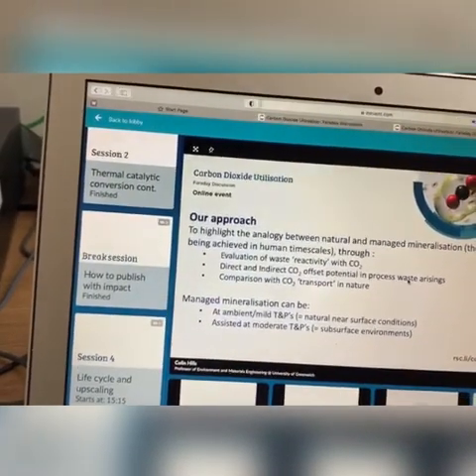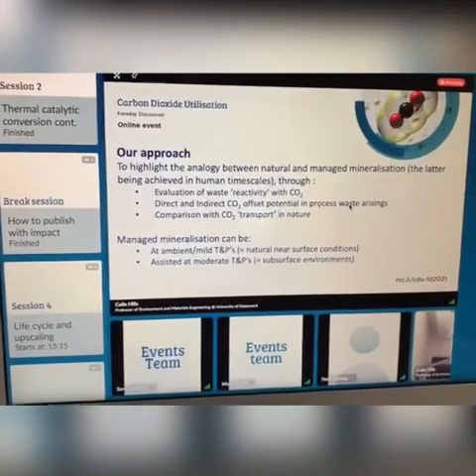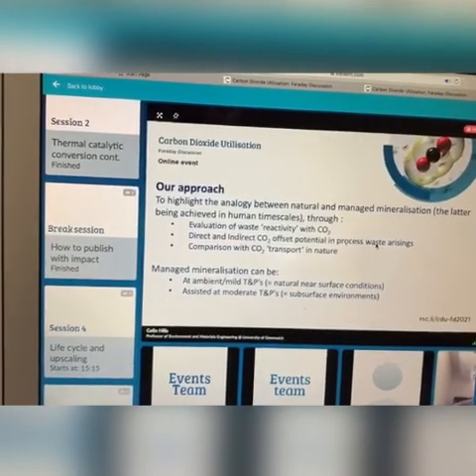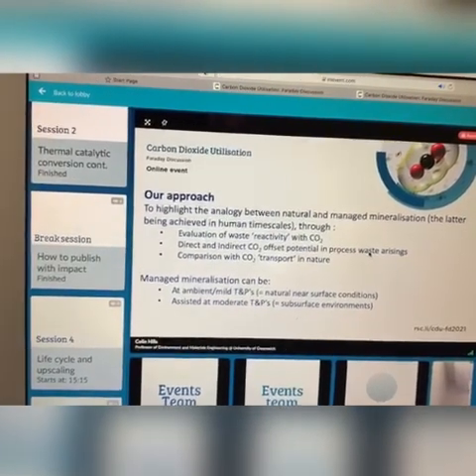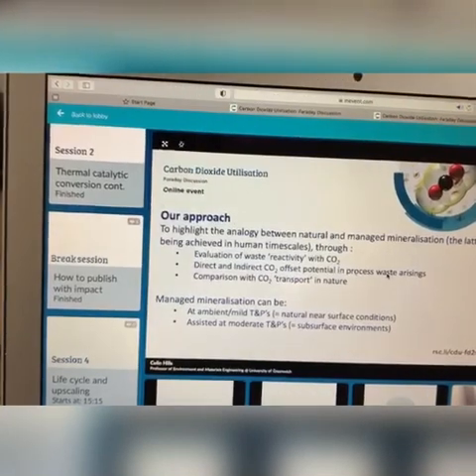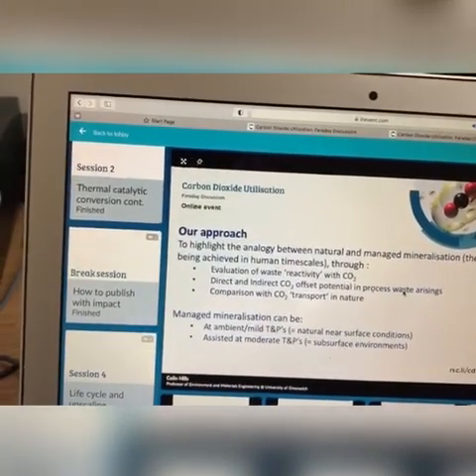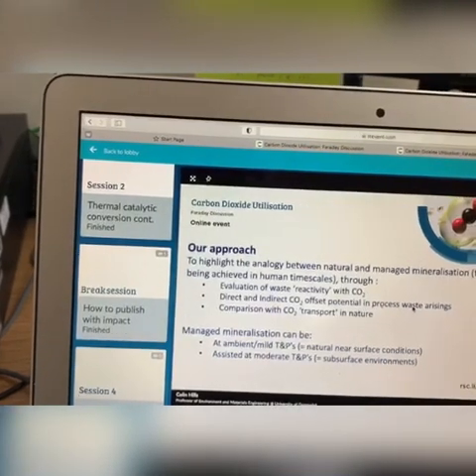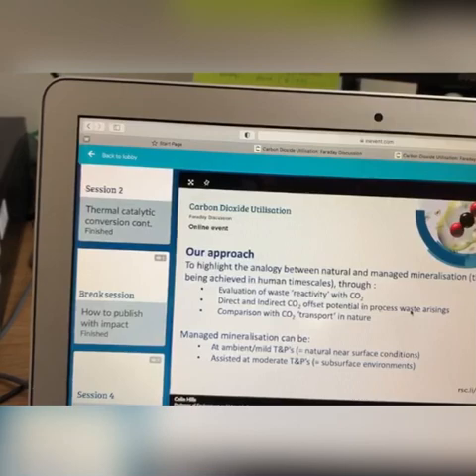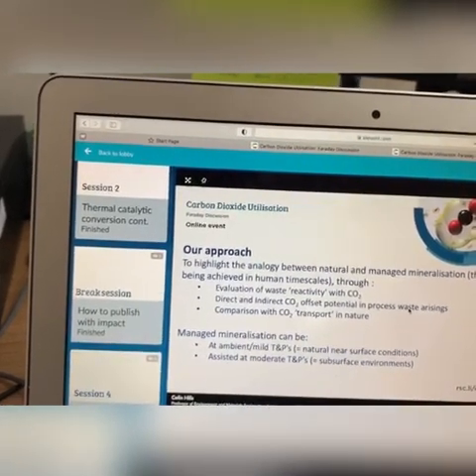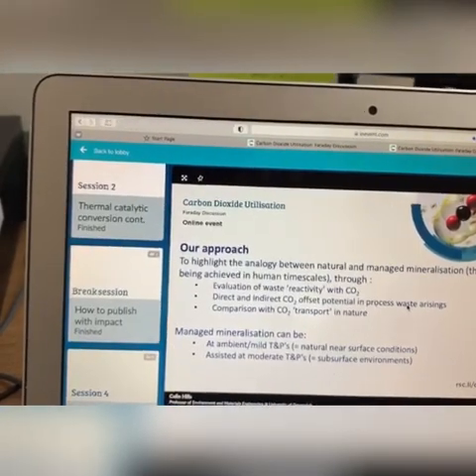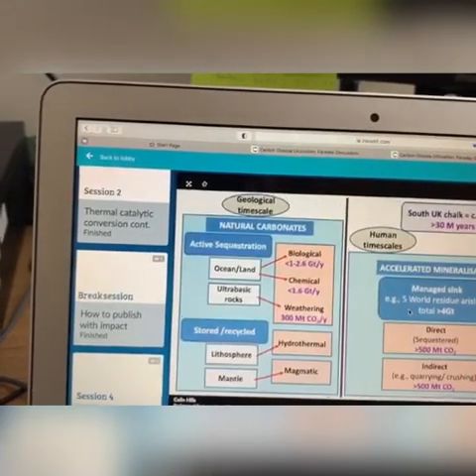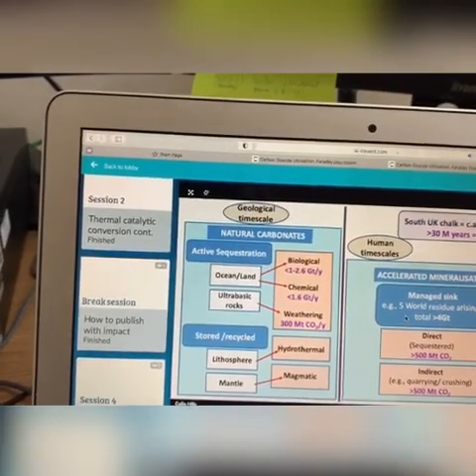So our approach then is to highlight the analogy between natural and managed mineralization, of course with the latter being achieved in human timescales through essentially evaluating waste reactivity with CO2, looking at the direct and indirect CO2 offsets which can be achieved by mineralizing in waste, and to compare CO2 transport in these systems with nature. And there are various ways of looking at managed CO2 processes, but we can think of them very simply as being divided into two groups, those at ambient and mild temperatures and pressures, and they're very much similar to natural near-surface conditions on the Earth, and those reactions that are assisted using moderate temperatures and pressures, and they're equivalent to subsurface environments.